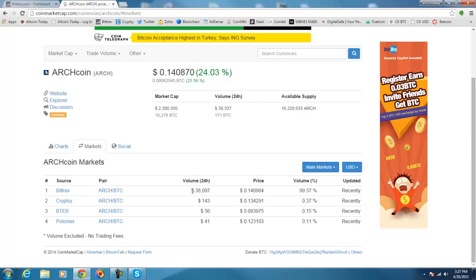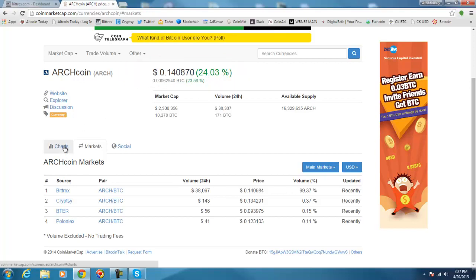Now, that's not just people bought $38,000. That could be $38,000 worth of sells. So just because you see a high number does not mean it's a good thing. You need to really take a look at the actual coin itself, or up here you can see it's up 24%. So it's having a really, really good day.